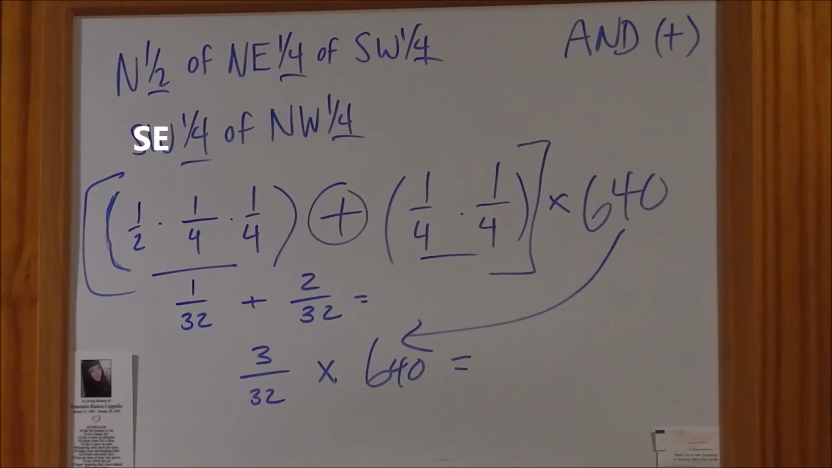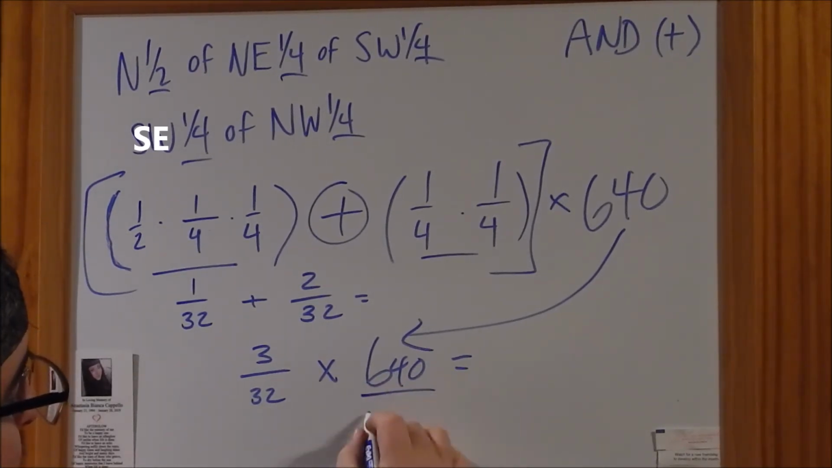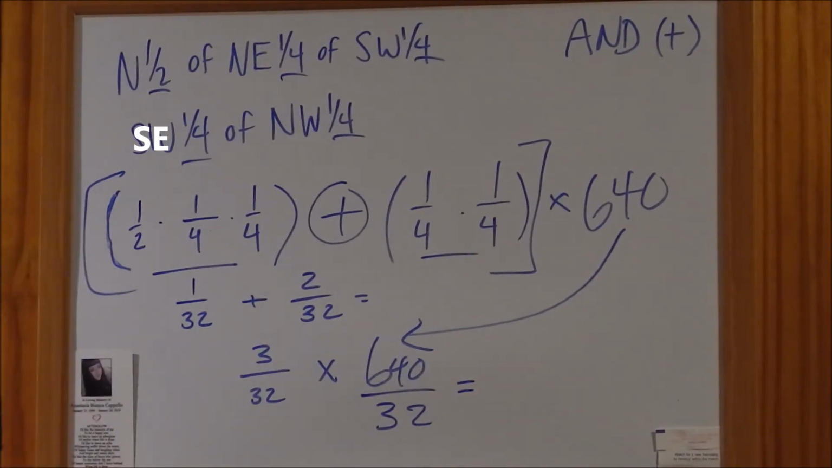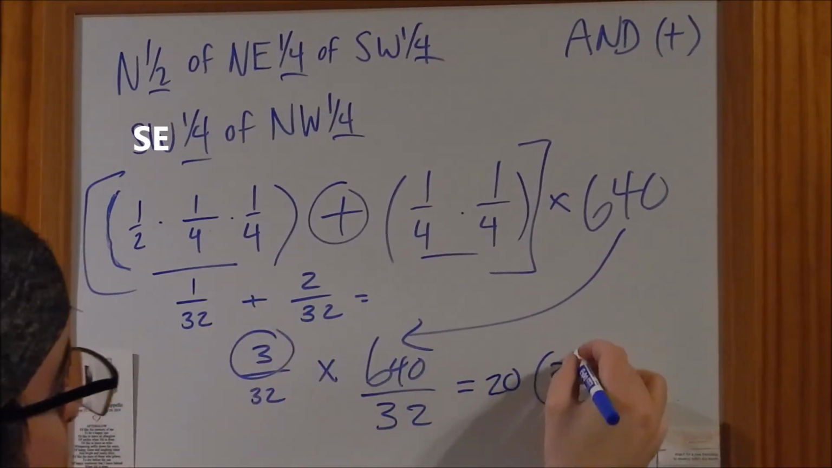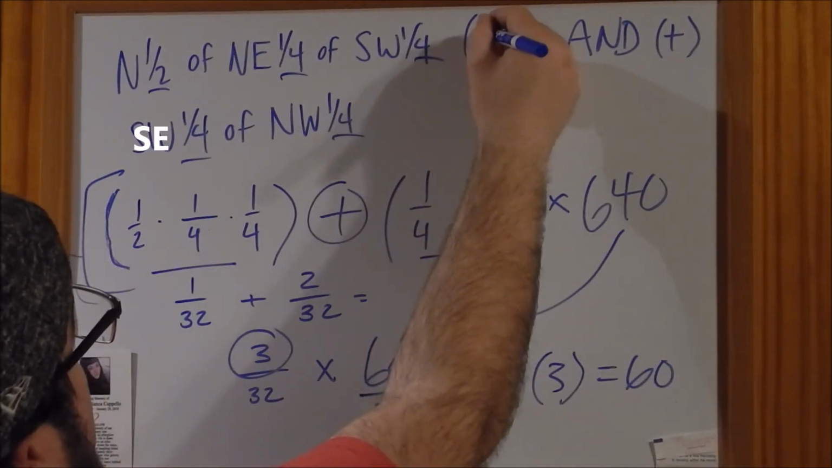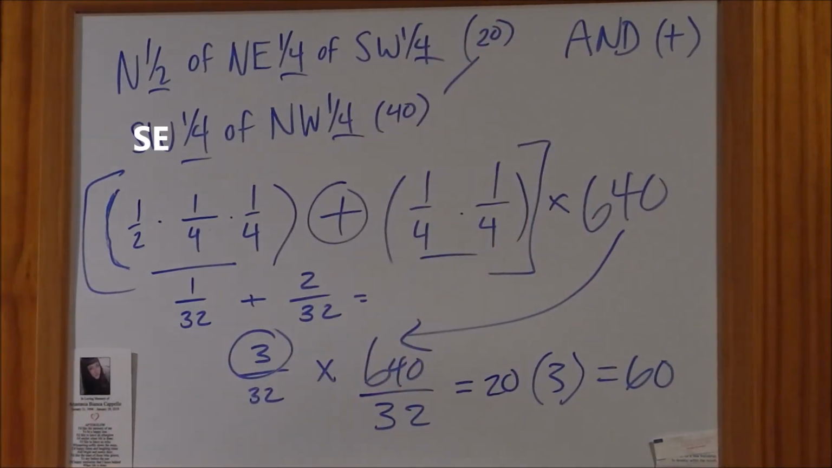If you don't have a calculator that can do this fraction here, what you can do is 640 divided by 32, and then multiply that by 3. So 640 divided by 32 is 20 times 3, because we have the 3 up here, equals 60, which is the same thing as what we had before with 20 and 40 added together to get 60.